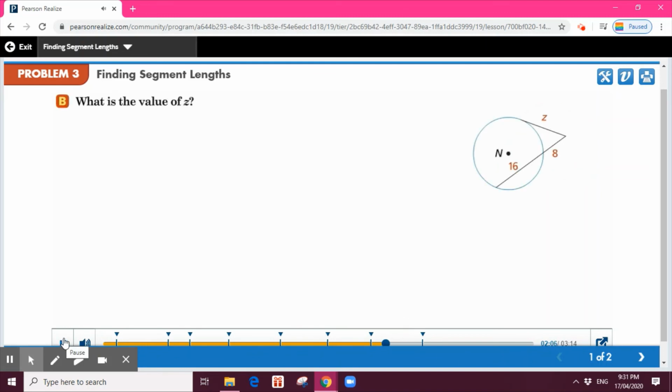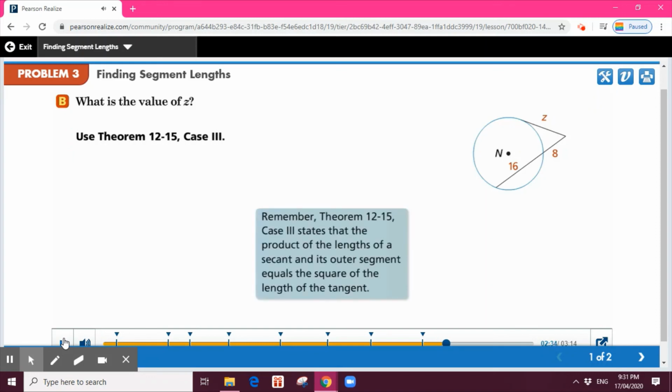Part B. What is the value of z? Again, identify the parts of the diagram to help you determine which theorem to apply. You have circle N, and you have a secant and a tangent. Use theorem 1215, case 3. Remember, theorem 1215, case 3 states that the product of the lengths of a secant and its outer segment equals the square of the length of the tangent.